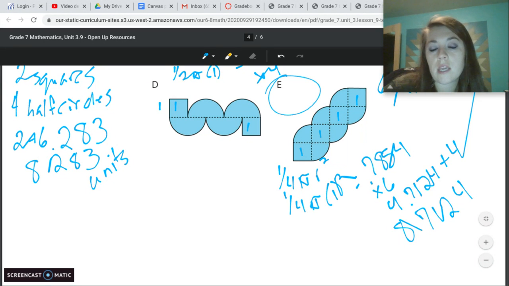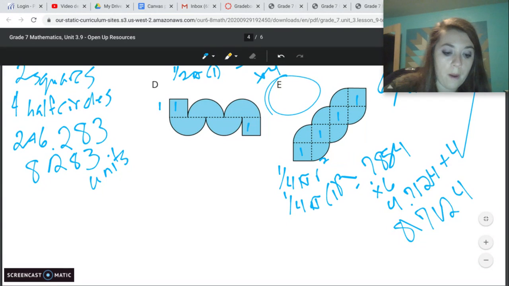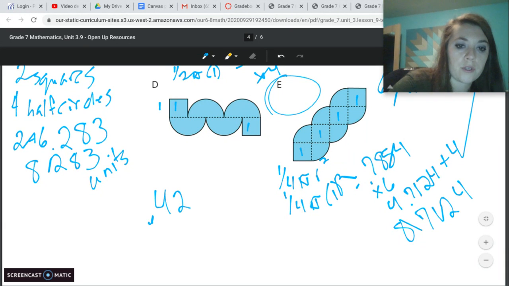E is bigger, so E ends up being the bigger one. So even though we had semicircles or half circles over here in D, it ended up being more, because notice we have the 4 full squares here. So those 4 full squares helped us out when we had the quarter of the circles. So the difference between these, if we subtract 8.7124 by 8.283, we're going to get 0.4294 bigger. So E is bigger.